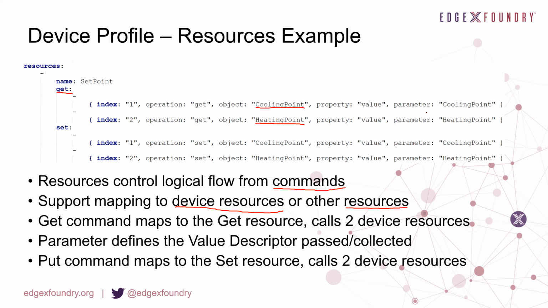One other thing I want to call out here is that this parameter right here is controlling which value descriptor we're mapping to. So if you have a different name for your device resource, you can map it to a more generic value descriptor using this parameter field. And then our put method from the previous command maps into this set routine, which is going to be doing 2 set operations to the same device resources.